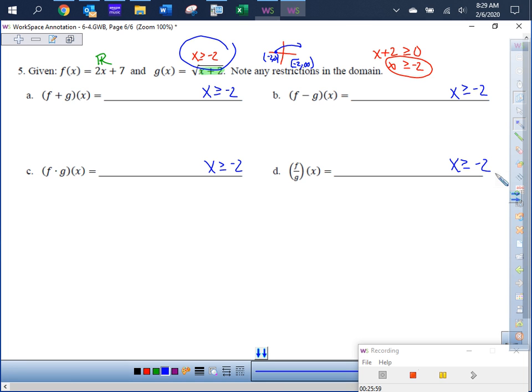Anybody else is going to cause problems in this because we will get a negative underneath the square root, and that's a problem for us. So this is the basic restriction. Let's see if there's more that has to happen when they start playing games with each other.